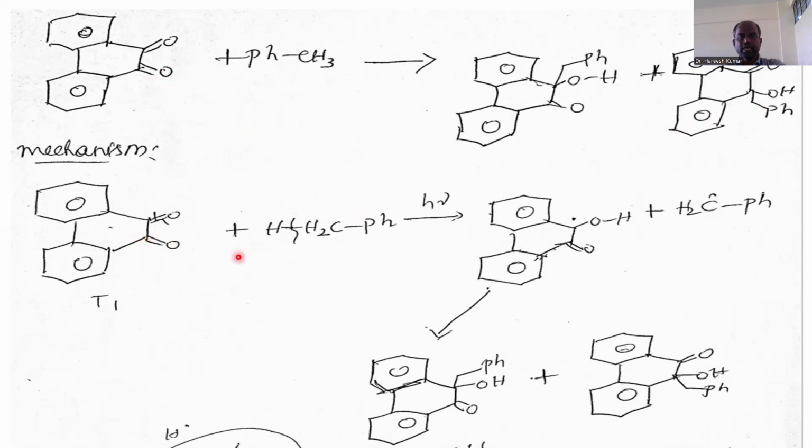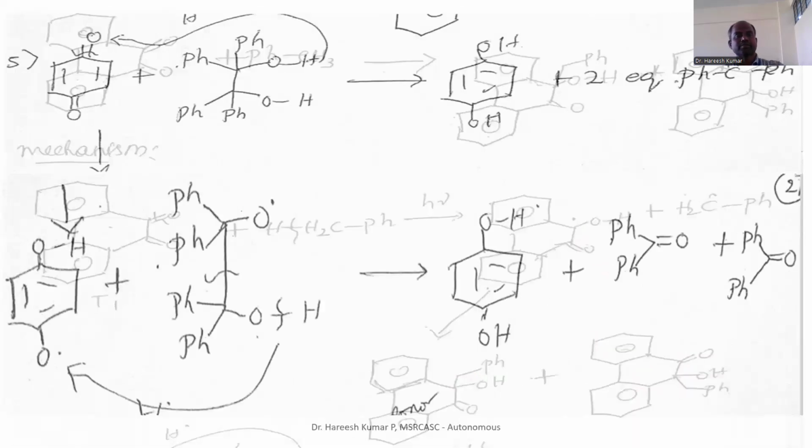Then here is the mechanism. In the carbonyl compound, one of the carbonyl pi electrons undergoes homolytic cleavage, forming a diradical. It abstracts a proton from the toluene, forming an intermediate, and this intermediate radical reacts with this radical, forming a neutral product. Similarly, this kind of moiety is formed. So with this, I will go to the next slide.